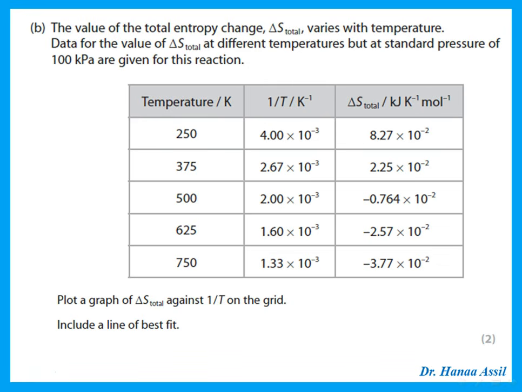The value of the total entropy change, delta S total, varies with temperature, and he gives me the different results at different temperatures. He's saying plot a graph of delta S total against 1 over T and include a line of best fit.